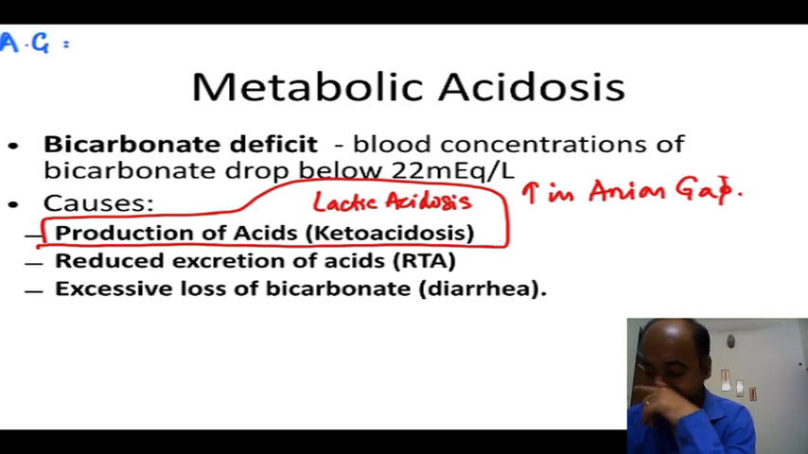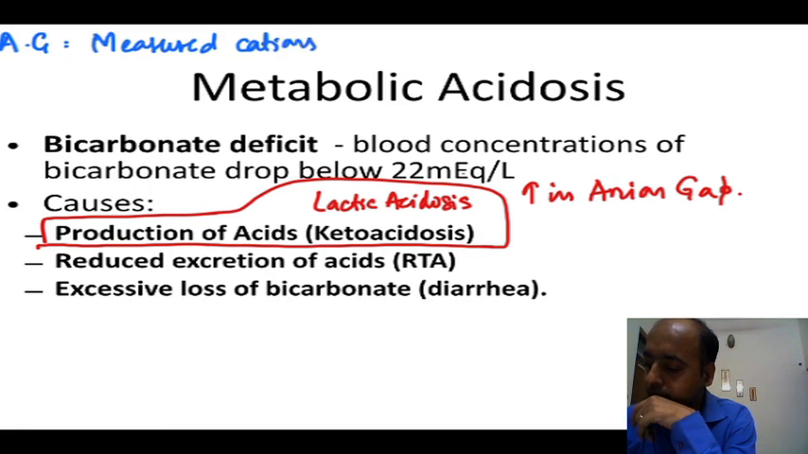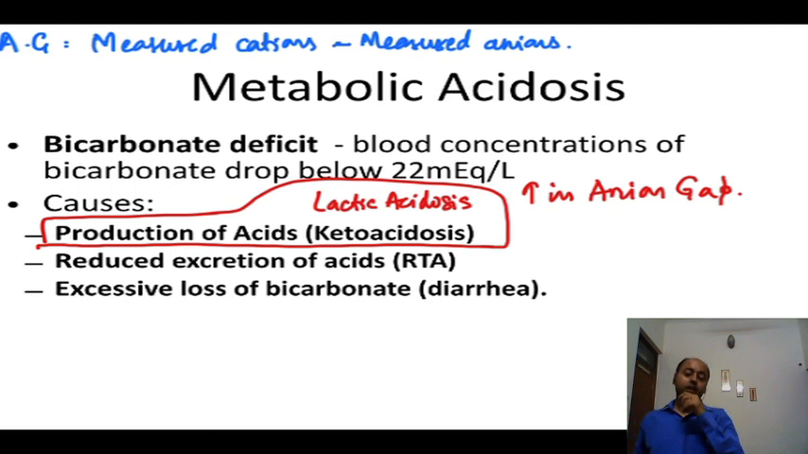So what exactly is anion gap? Anion gap is measured cations minus measured anions. Remember, the concentration of cation and anion in the blood will always be neutral. The blood is obviously always neutral. So if you measure all the cations and all the anions, the value will always be zero. But physically, it is not possible or feasible to measure all the cations and all the anions. So what we do, we only measure the major cations and the major anions.